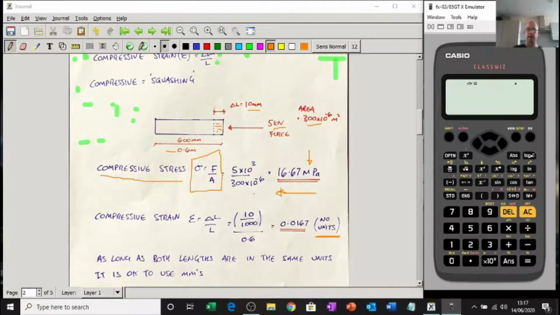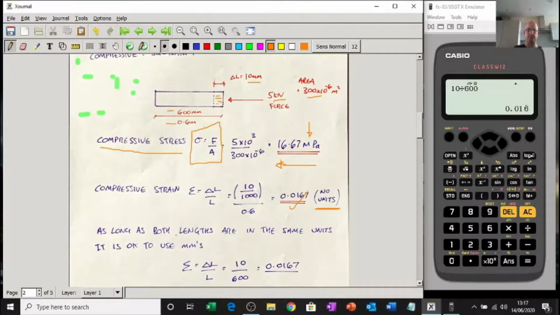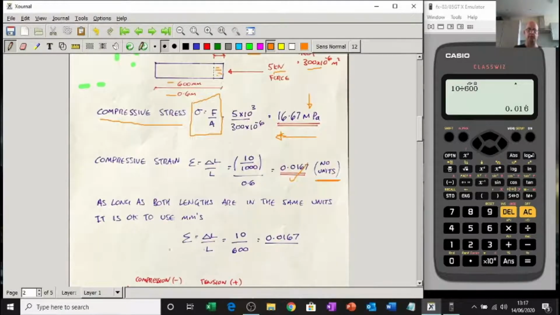Alright, just to show you again and get the same answer, I'll keep everything in millimeters. So 10 millimeters divided by 600 millimeters will give us the same answer. As long as you're in the same units, it's alright with strain. It's a length over length. I would keep converting into meters though, because of the SI unit, as I keep saying. As long as both lengths are in the same units, it is okay to use millimeters. Because there we are, like I've just done.